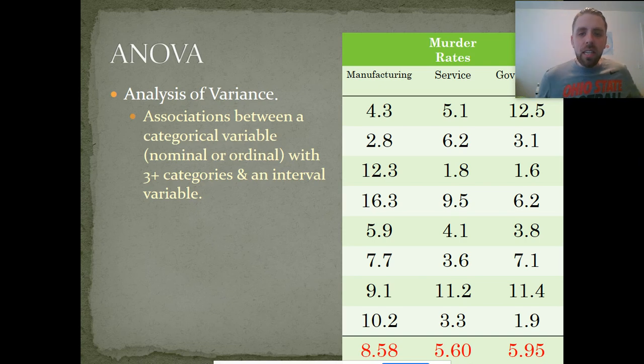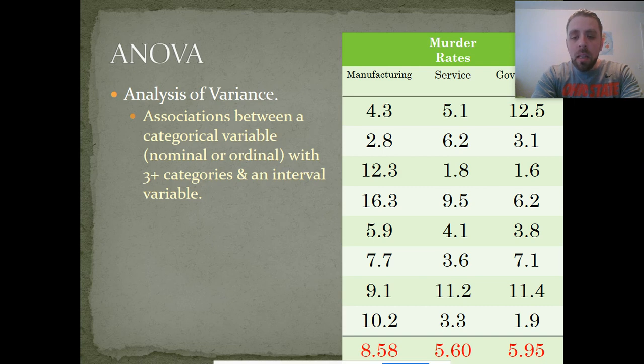As I said previously, ANOVA stands for Analysis of Variance. This is a hypothesis test that we conduct in a situation where we have an interval level dependent variable, right, an outcome that we want to test. And we have a categorical variable, which can be either nominal or ordinal, that has 3 or more categories.